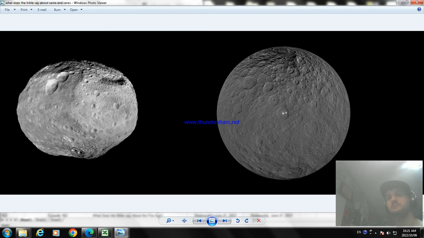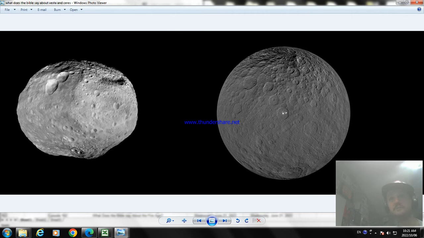Now, I'm talking about these two before I get to the Jovian planets. I'll get to the Jovian planets in the next video, but that's why I want to get into Vesta and Ceres, because these are the biggest rocks between Mars and Jupiter. These are the two biggest things between Mars and Jupiter.